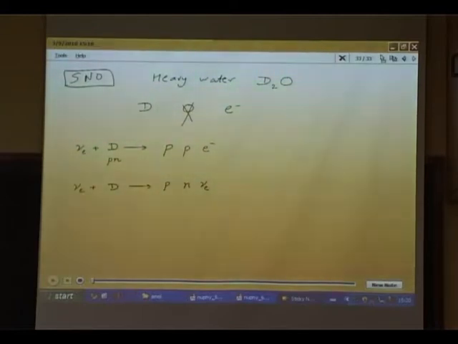Can it do anything else? Perhaps not. Not that I see here. Then you have the electron: nu E with an electron can undergo scattering, right? Nu E plus electron. That's one reaction. So nu E essentially has these three interactions.